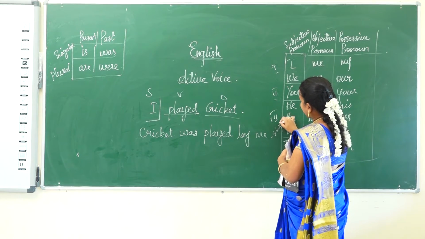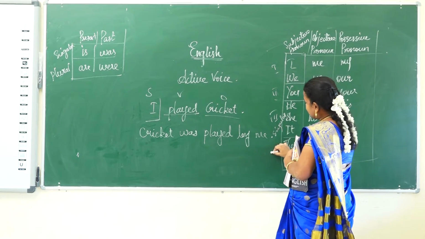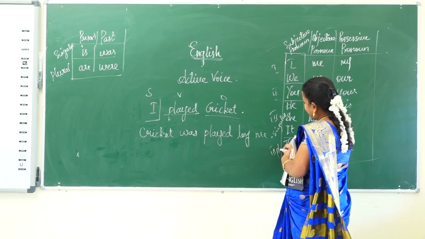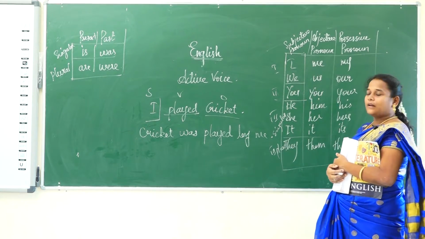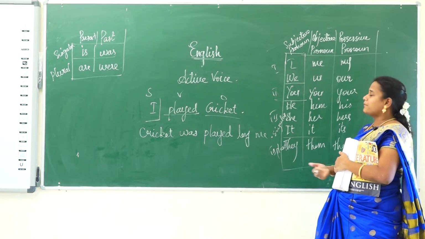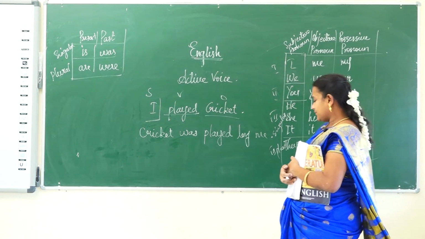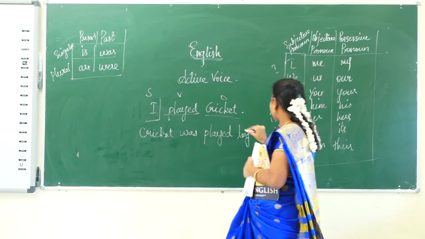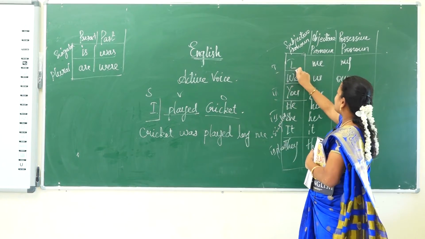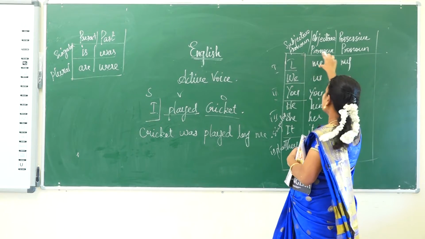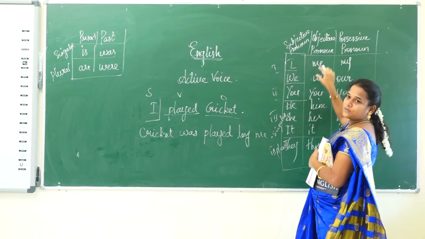and this is a third person plural form, they. Okay. This all you already know, just to recall your memory I am explaining you again. Okay. So this I had converted into object, I changed into me. See, I, this is subjective form I, it was changed into me in the objective form.